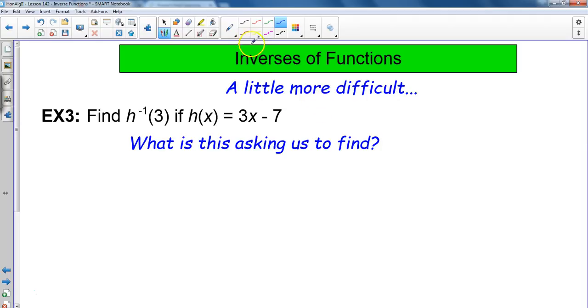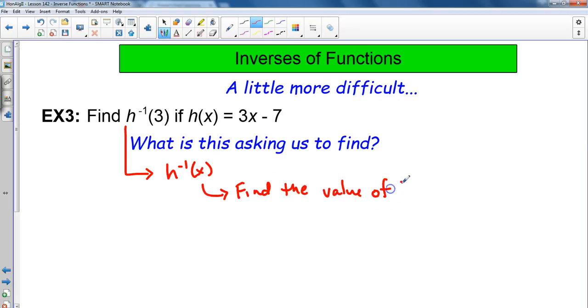All right, one more quick example. And in this quick example, we're going to get a little bit more difficult. We want to find h inverse of 3 if h of x is equal to 3x minus 7. Now, let's think about what this is asking us to find. Number one, it's asking us to find h inverse of x. So first and foremost, we need to find the inverse function before we can do anything else. And then it's asking us to find the value of 3 in that inverse function. So number one, find the inverse. Number two, we're going to plug in a 3 into that inverse function and see what that spits out.